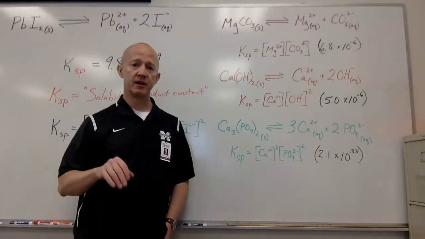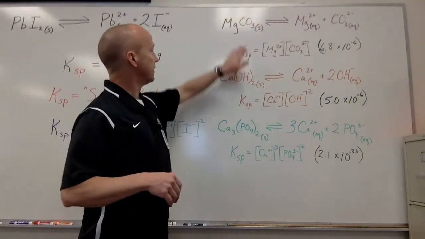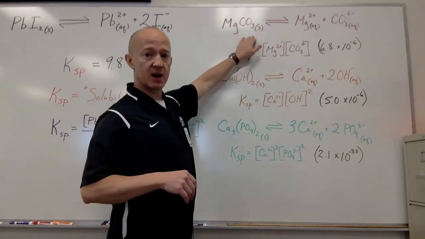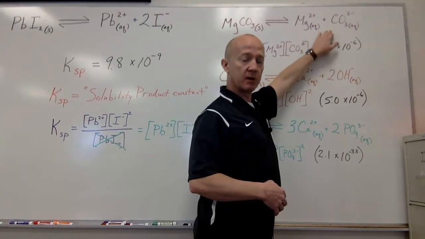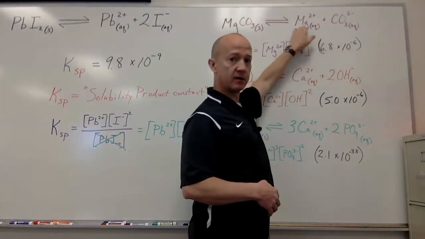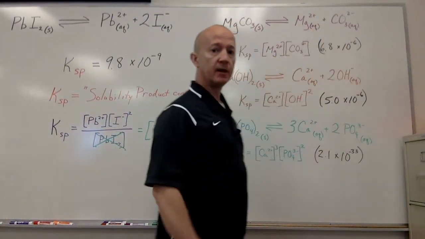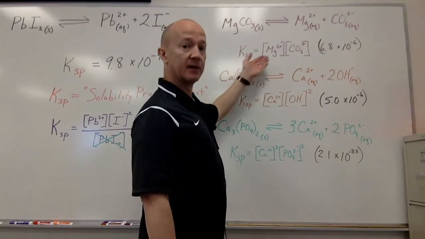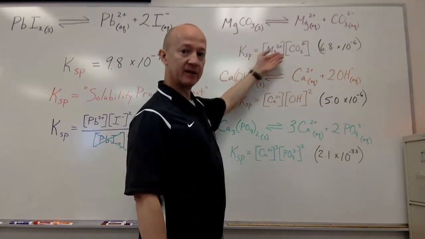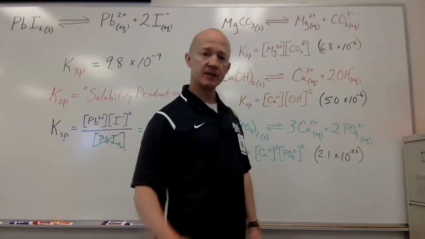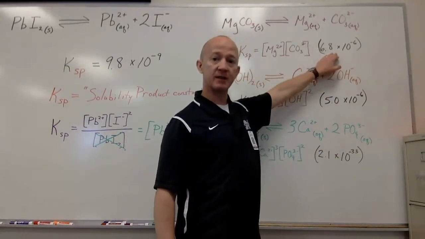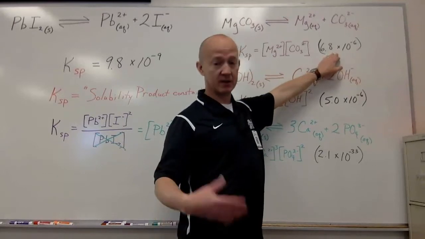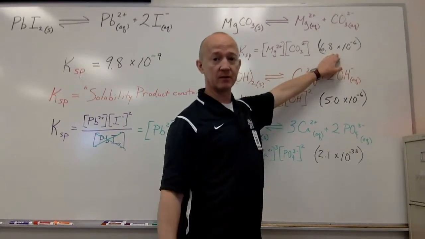Here's some other examples of dissociation reactions. Here's magnesium carbonate solid dissolving to form magnesium ion and carbonate ion. Magnesium is a +2 ion, carbonate's a -2 ion. And so our Ksp would be the concentration of magnesium ion times the carbonate ion. Incidentally, this has a Ksp value of 6.8 times 10 to the -6. Now, again, that's very, very reactant favored.